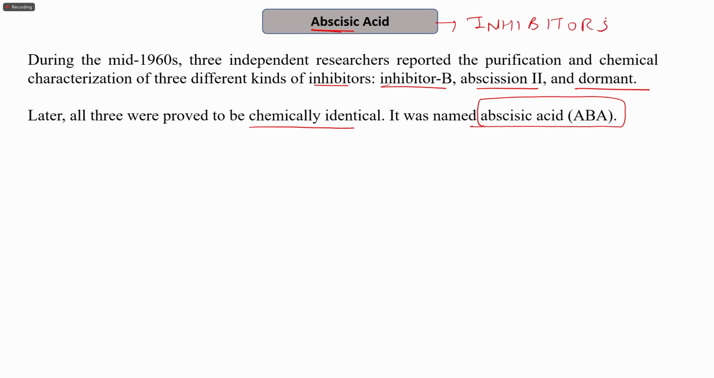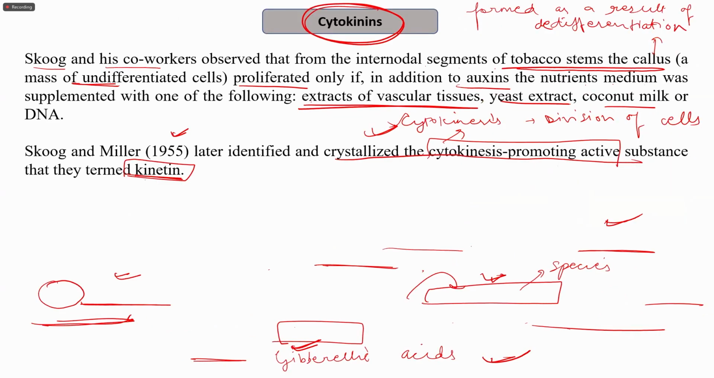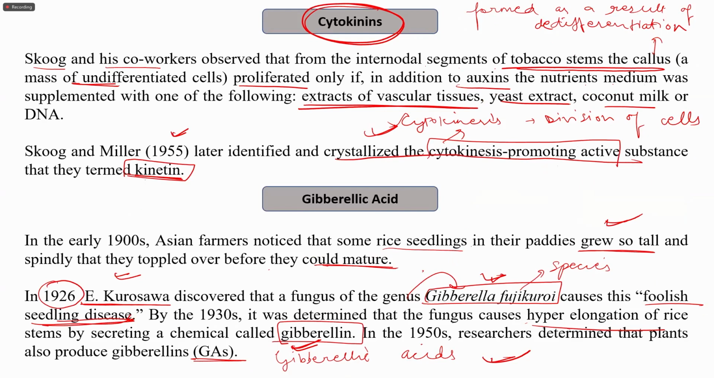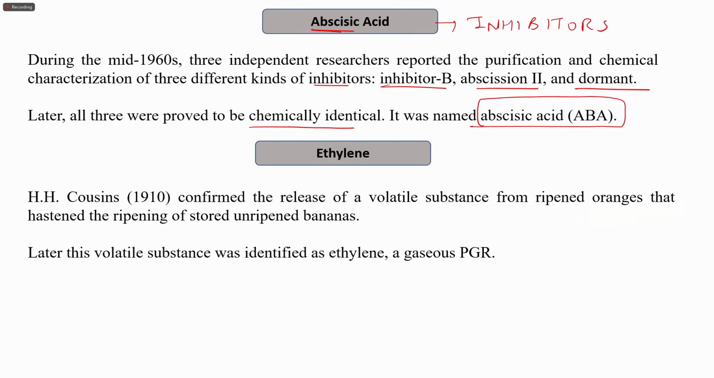So these five plant growth regulators are very important. The first one is auxin, which plays an important role in stem elongation. The second one is cytokinins, which play an important role in cytokinesis. The third one is gibberellic acid, which plays an important role in stem elongation. The fourth one is abscisic acid, and the last one is ethylene.